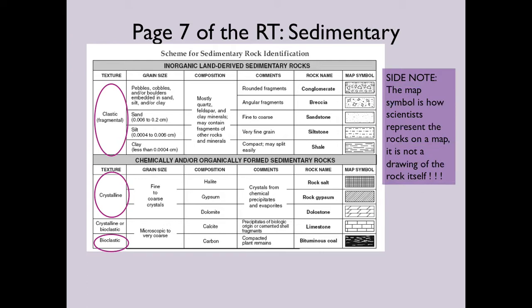So quick side note, the map symbol over here on the right side shows how scientists represent rocks on a map. It's not a drawing of the rock itself. So some of them look a little bit like the rocks, but other ones don't. For example, there is no rock that looks like little tiny bricks stacked up together. That is just the symbol for limestone.